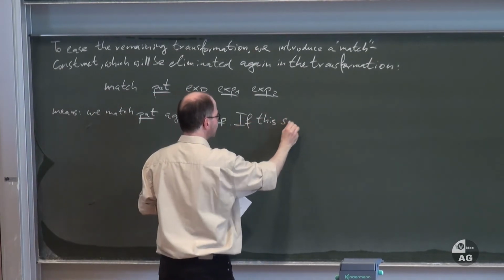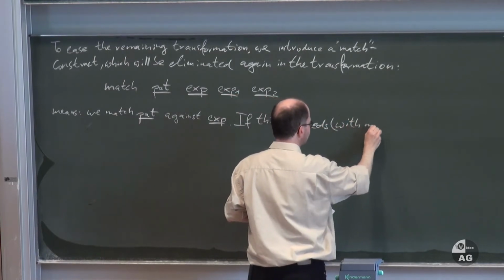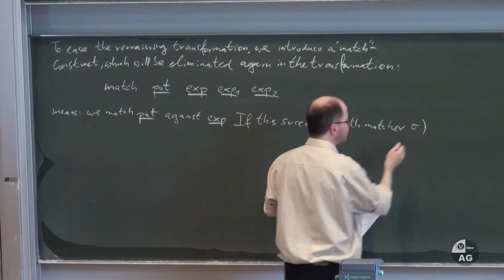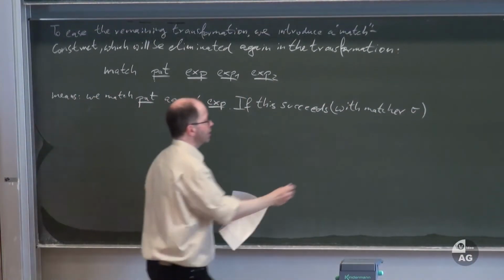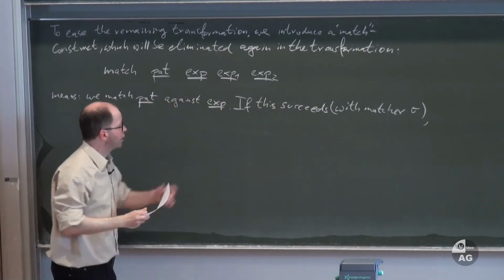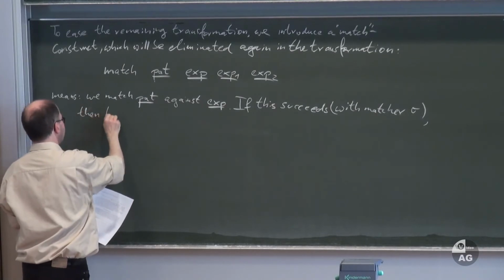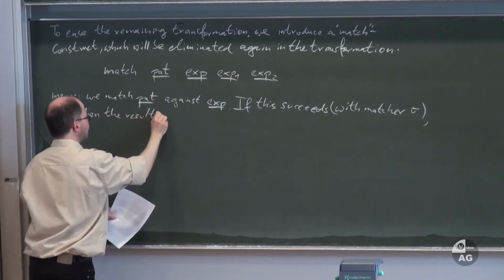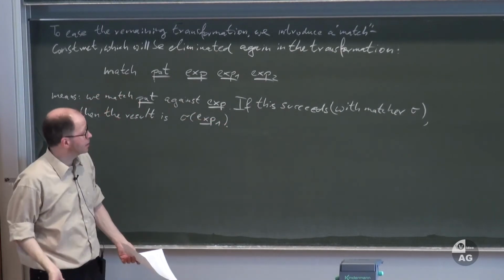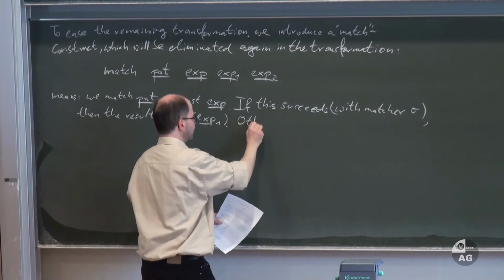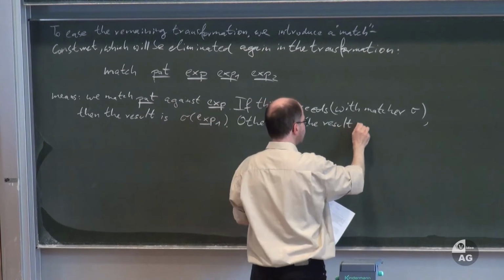If this succeeds with some matcher sigma, so sigma instantiates the variables in this pattern in some way, then the result is x1, where the variables in x1 are also instantiated by this matcher. Then the result is sigma x1. And if this does not succeed, then otherwise the result is x2.